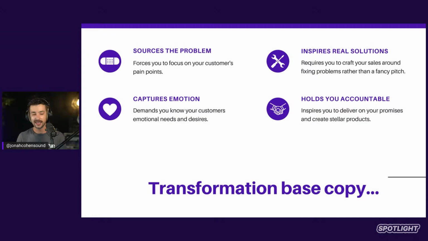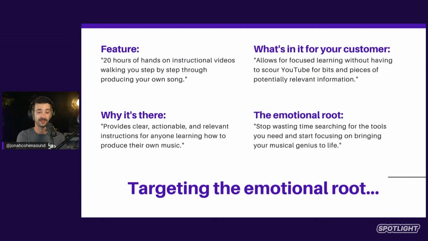And the last thing is, because of all of those elements, it holds you accountable. You are making sincere promises. When you're really using transformational based copy, you're not saying maybe this will do this for you. You are saying, I promise you the value I am committing to is here in this product, and if you use it right, you can get this transformation. So it inspires you to deliver on those promises and create stellar products, because you have to make those promises and you want to make them come true, right? So this is all of the power that comes with starting to think this way about transformation and benefits.